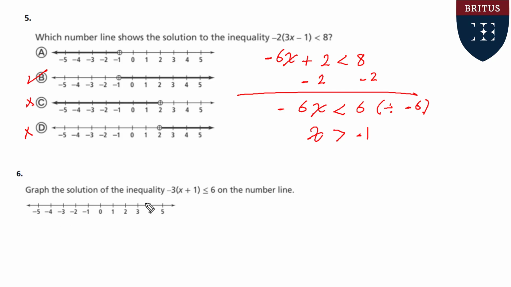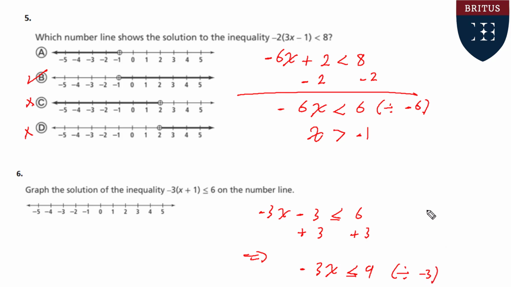Graph the solution of the inequality. Just to solve the inequality, use the distributive property. We can say that negative 3 times x, negative 3x, minus 3 is less than or equal to 6. Just add 3 to both sides. We can deduce now that negative 3x is less than or equal to 9. I will divide both sides by negative 3. We can say that x is greater than or equal to negative 3. Don't forget, I will reverse the inequality sign.